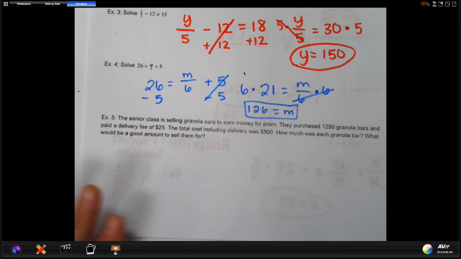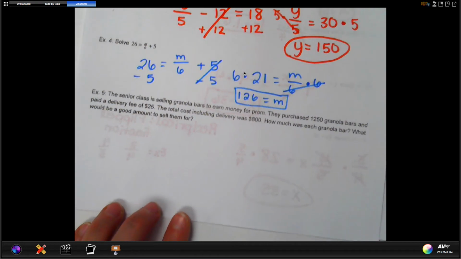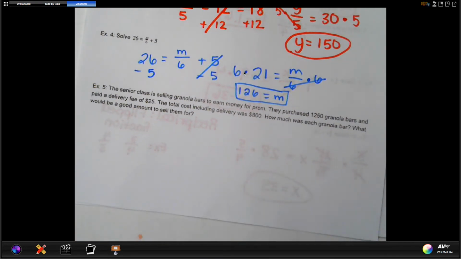Okay, last but not least is everyone's favorite, story problems. The senior class is selling granola bars to earn money for prom. They purchased 1,250 granola bars and paid a delivery fee of $25. The total cost, including delivery, was $800. How much was each granola bar? What would be a good amount to sell them for?